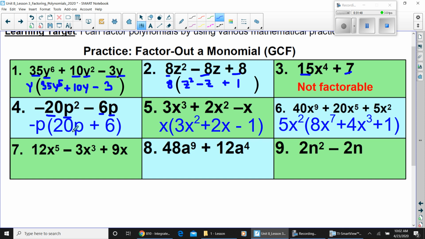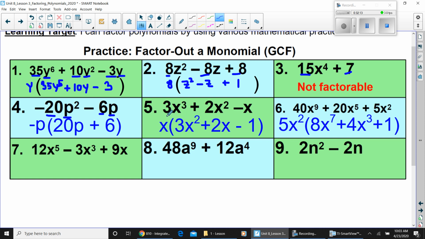Now think negative p times what equals negative 20p squared. Negative times a positive 20p equals negative 20p squared. Negative p times what equals negative 6p. That's positive 6. And you do distributive property to check it, you get exactly what number 4 started as.